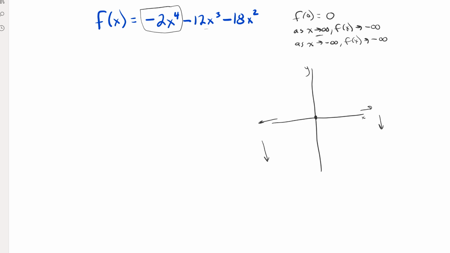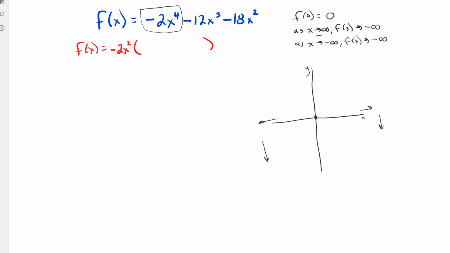Next up, let's factor this function. First off, we look if there's anything common we can factor out. All these terms contain an x squared, and they're all even coefficients. So we could factor out negative 2x squared here. And let's think about what's left.